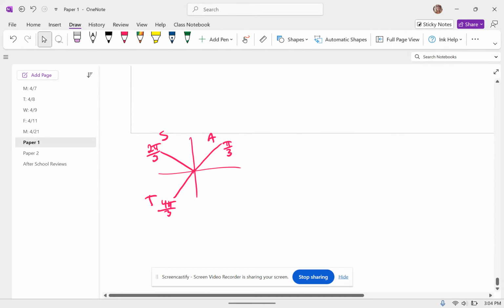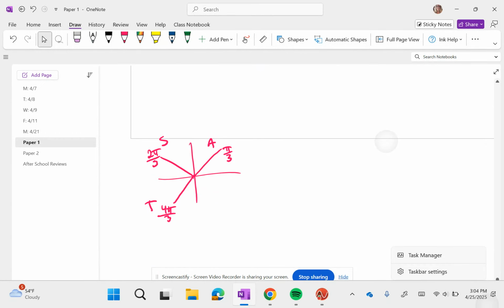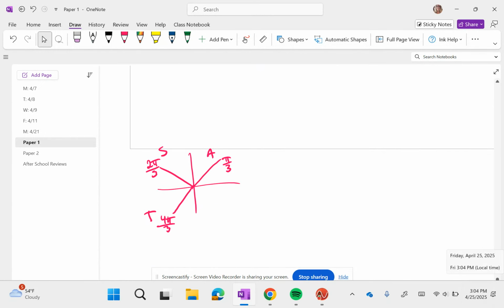Sine of 2 pi over 3, what quadrant are we in? 3. Oh, 2. And then are we going to be positive or negative? We're going to be positive.